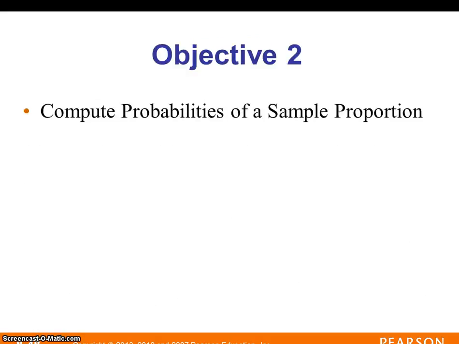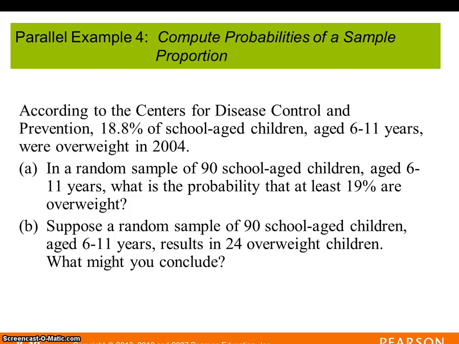Objective 2 in this case will be to compute probabilities of a sample proportion. Let's look at an example here. According to the CDC, 18.8% of school-aged children ages 6 to 11 years old were overweight in 2004. If a random sample of 90 school-aged children ages 6 to 11 years old was taken, what is the probability that at least 19% are overweight? That's question A. And for part B, suppose a random sample of 90 school children is taken and results in 24% overweight children. What might we be able to conclude from that?